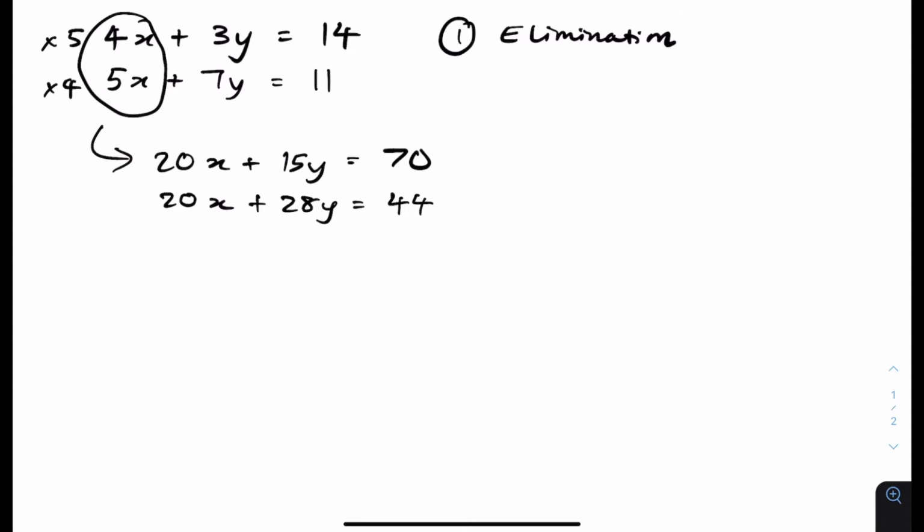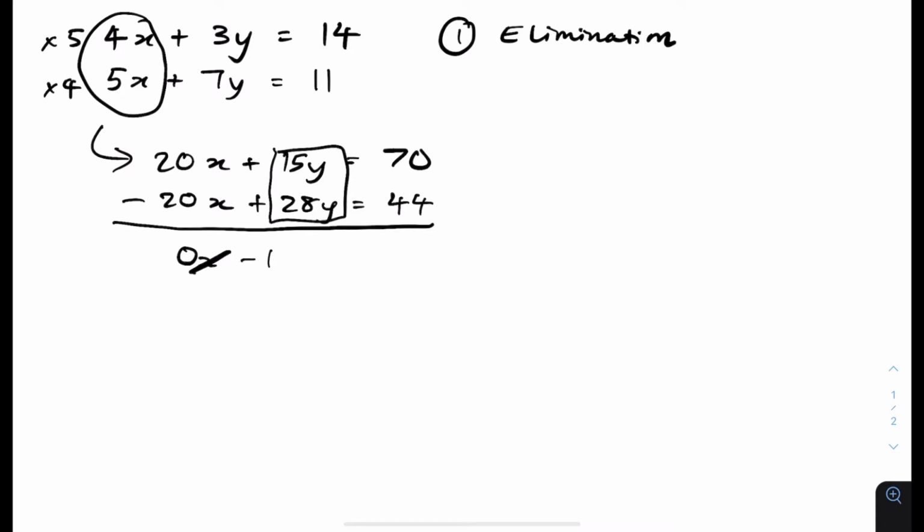Well, we can actually use just normal subtraction, which would thereby eliminate this x one because it'll just give us 0x, which is just 0. So we've taken away the x value, and then we do 15 minus 28y, as we see here, which gives us negative 13y. And then we do 70 minus 44, as we see here, which gives us 26. So now we can solve for y without having to worry about x. So y is equal to 26 over negative 13, which is equal to negative 2.